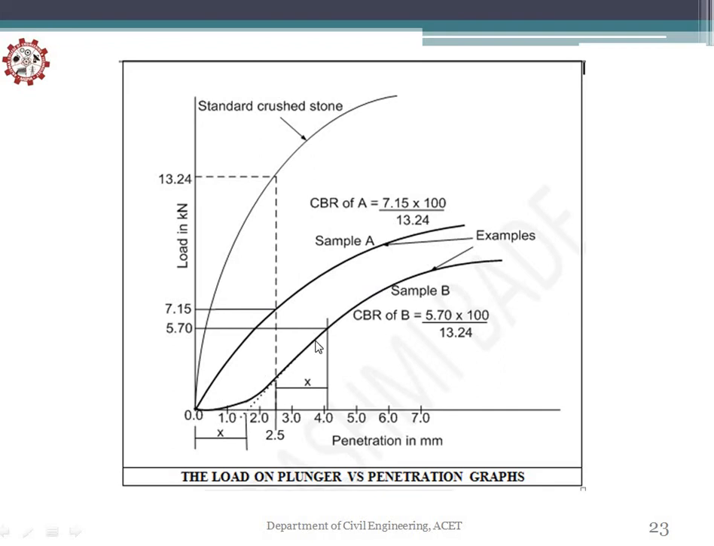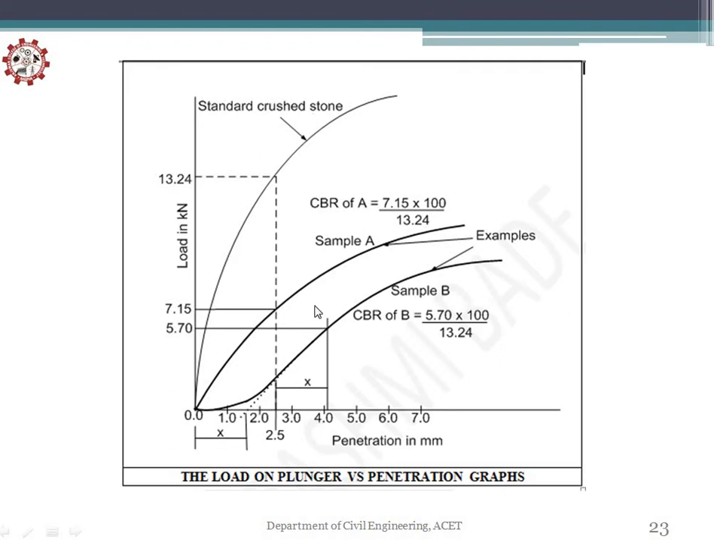Since an S-type curve has come, to make it concave you draw a tangent to the S-type curve. Where it cuts the x axis, we consider that as x up to the y axis, and from there you measure the values, and project them onto 2.5 and 5, for 2.5 here and for 5 here. If the x value is taken as 0.5, then correction plus 2.5 will give you the value, and correction plus 5 will give you the value. Here, 7.5 into 100 divided by the standard load gives the CBR value; 13.24 is the standard load for 2.5. So you get the values here, and this is for crushed stone.